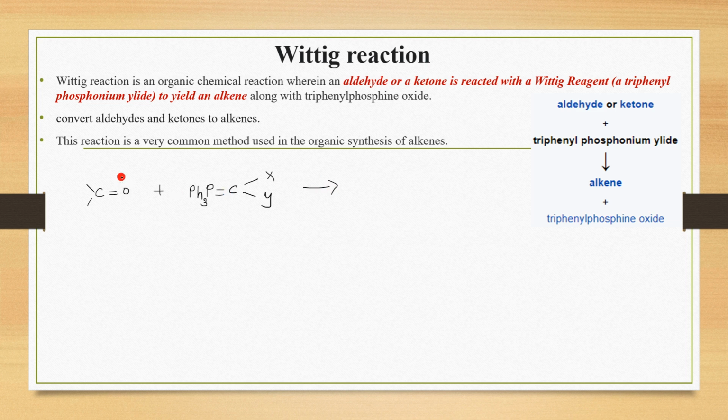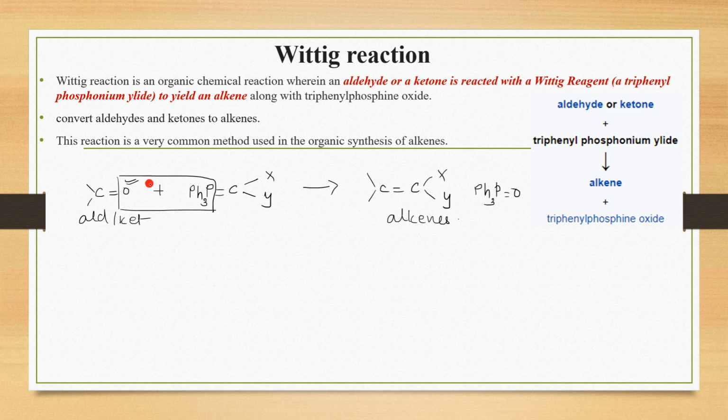Basically, PPh3O is eliminated. PPh3O is eliminated, and whatever is left is nothing but what? An alkene. So basically, aldehydes or ketones are converted to alkenes. Basically the oxygen is substituted by an alkylidene group. This is your alkylidene group.